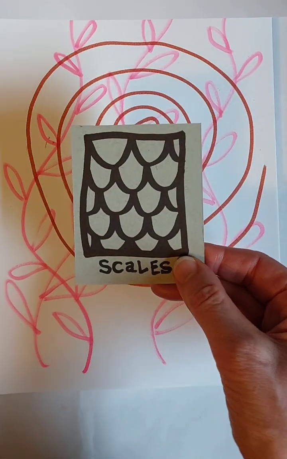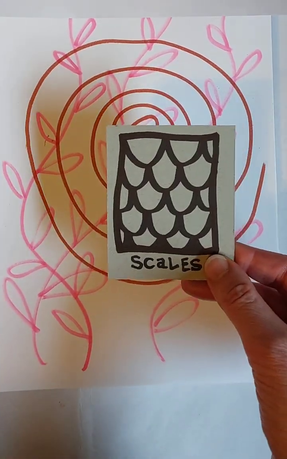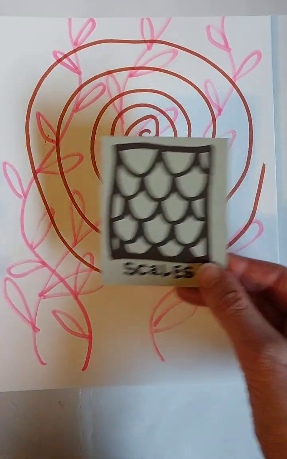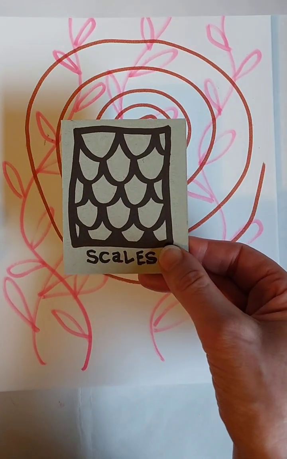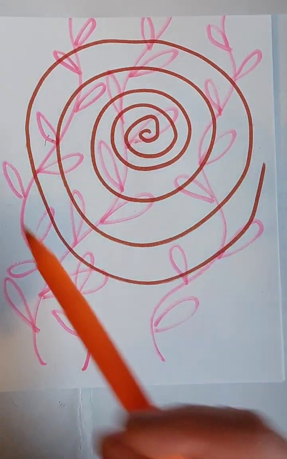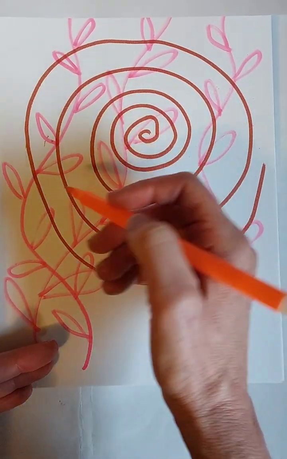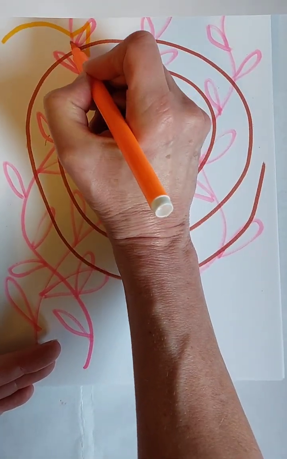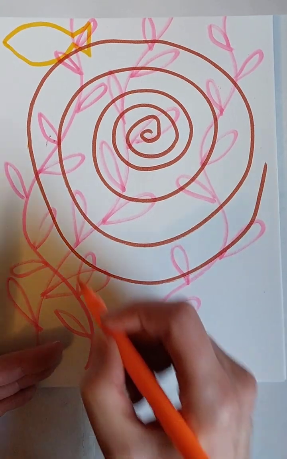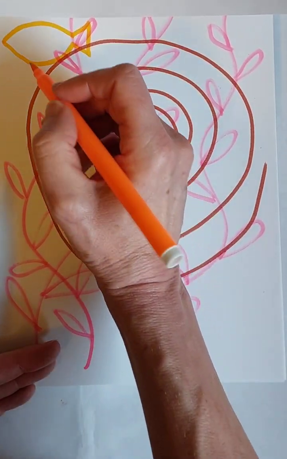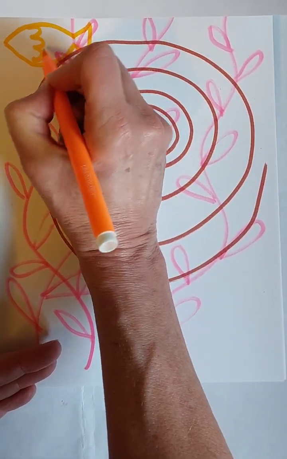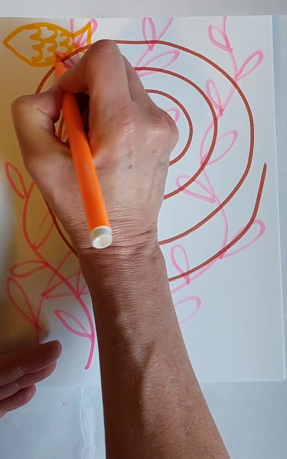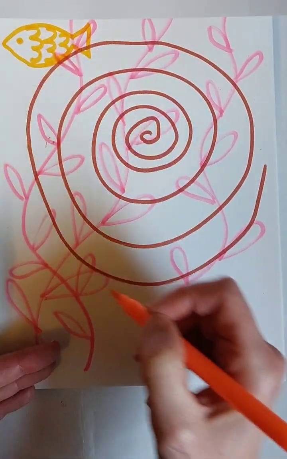When I see scales this time, it makes me think of fish, which doesn't relate to the labyrinth at all, but I'm going to just go for it. I'm going to add, oh, look, I have orange. Maybe that's what was making me think of fish too. I don't know if you can see my simple little goldfish, basically a goldfish cracker here. I'm going to add my scales like that.